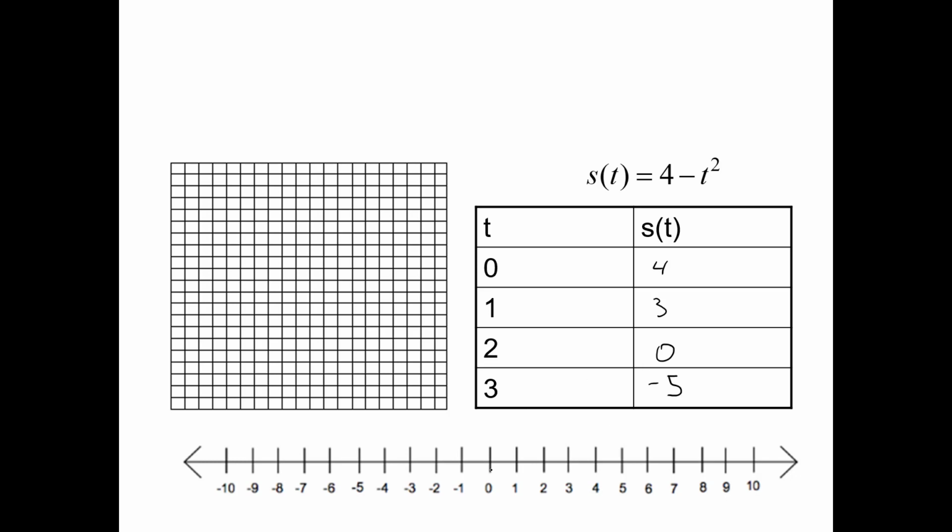So we start over here at 4. 1 second goes by, and now we're at 3. We've moved 1 unit to the left. 1 more second goes by, then we're at 0. Now we've moved 3 units to the left. 1 more second goes by, and we're now at -5. And it looks like we're just going to continue to move to the left. So my ant is just walking to the left, going faster and faster. Right? The position versus the time.